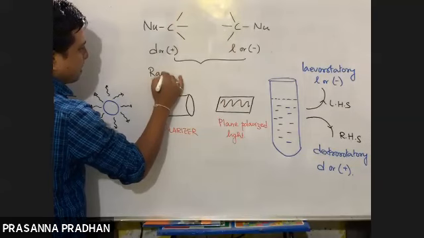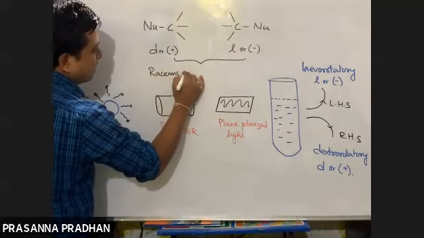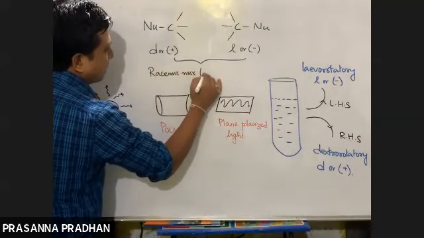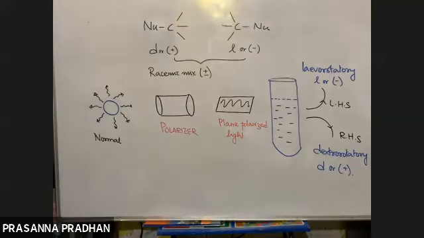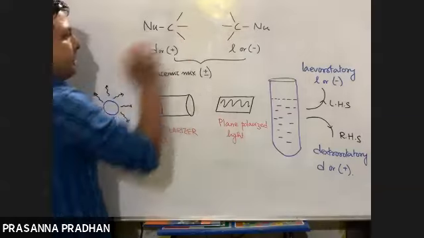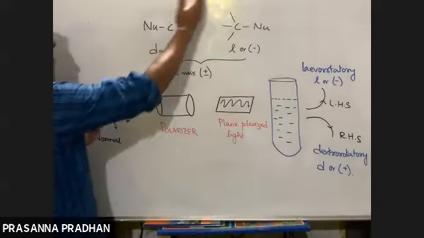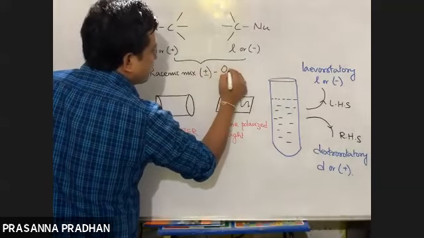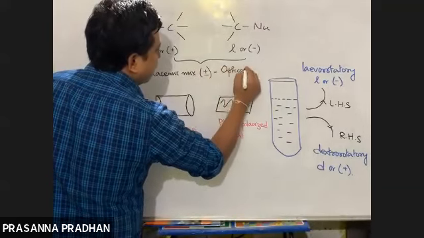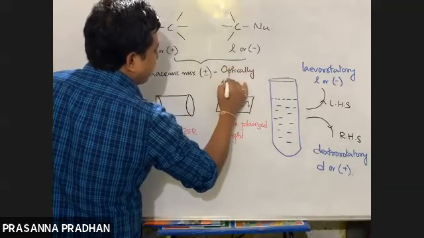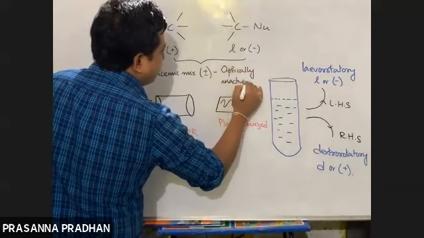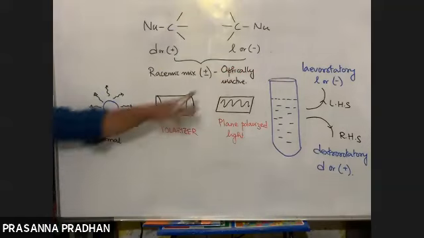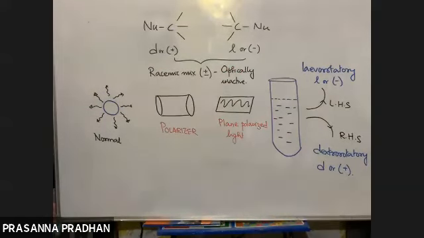A 1:1 mixture is known as a racemic mixture. It is denoted by plus minus. Individually these are optically active, but since they are formed in equal amounts, the racemic mixture is optically inactive. So remember, the final products of SN1 reactions are optically inactive. Why? Because a racemic mixture is formed.